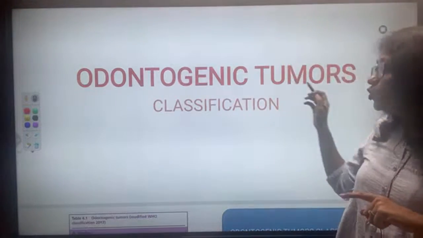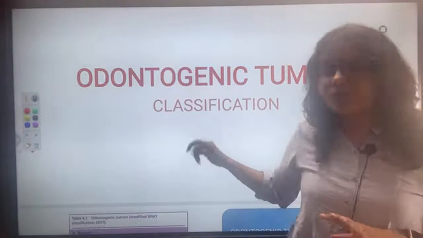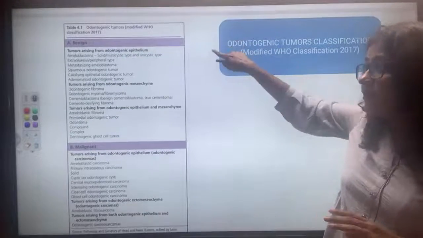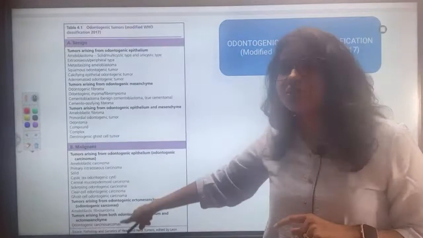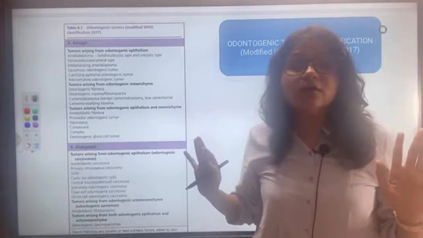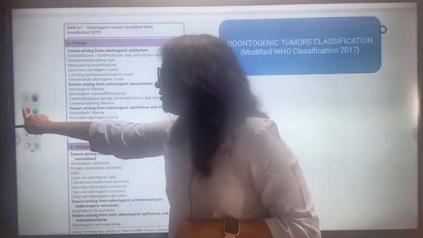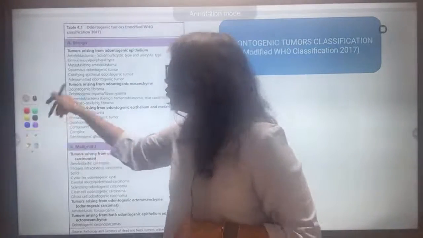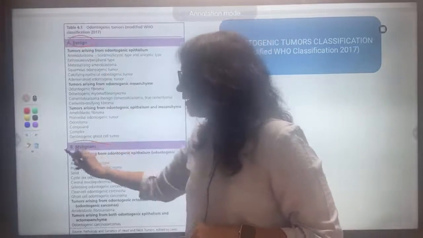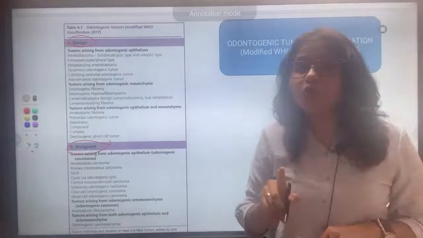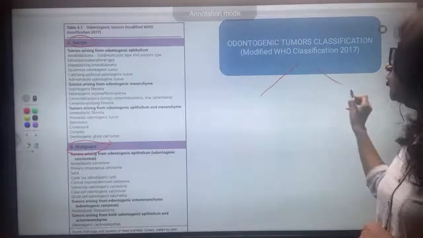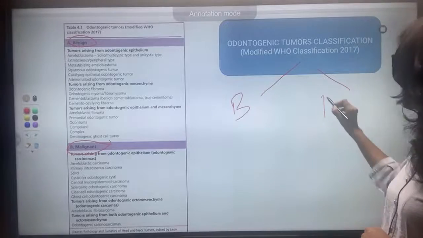So, odontogenic tumors classification. Remember, this is the classification that is given in the book. It seems very difficult to learn. So first we will divide it into two headings. What are the two headings? The two headings are benign and malignant. So when we are classifying odontogenic tumors, we will divide them into two types, benign and malignant.